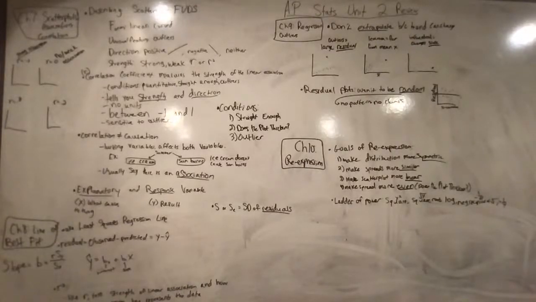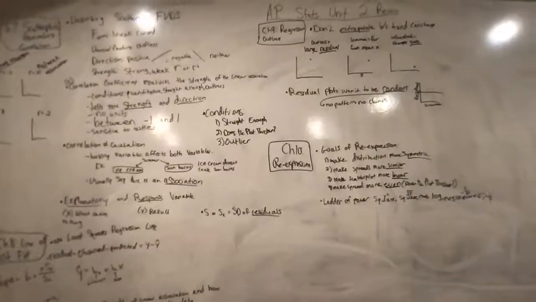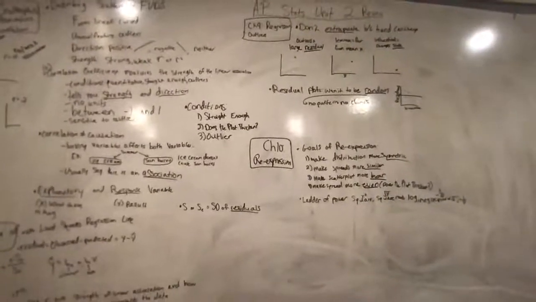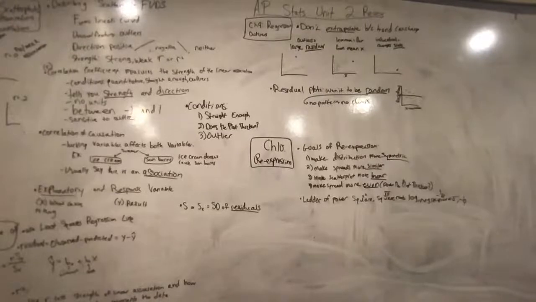Okay, now on to chapter 9, regression and outliers. Don't extrapolate because the trend can change. Outliers have a large residual. In this example, you can see that blue X over there is much higher than the rest, so it has a large residual and is considered an outlier.